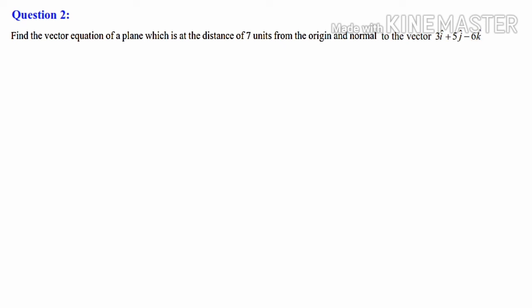So let's write down the given conditions. Vector n, normal vector is given. Remember, this is a normal vector, not a unit vector. So n vector is 3i cap plus 5j cap minus 6k cap. And d is also given, d is equal to 7 units. And we know the vector form, that is r dot n cap is equal to d. Vector r dot n cap is equal to d. Here vector n is there, we have to find out n cap for writing the vector equation.